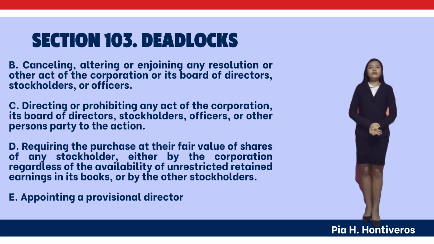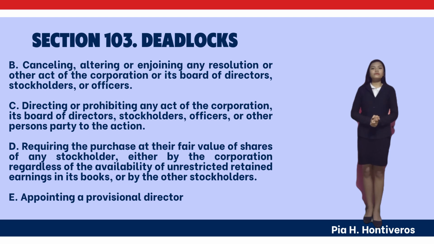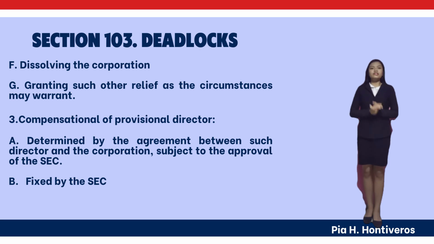Number 5, appointing a provisional director. A provisional director shall be an impartial person who is neither a stockholder nor creditor of the corporation or any of its subsidiary or affiliate. He is not a receiver of the corporation and does not have the title and powers of a custodian or receiver. He shall have all the rights and powers of a duly elected director, including the right to notice of and to vote at meetings of directors, until such time when he is removed by order of the SEC or by all the stockholders. Number 6, dissolving the corporation. And number 7, granting such other relief as the circumstances may warrant.